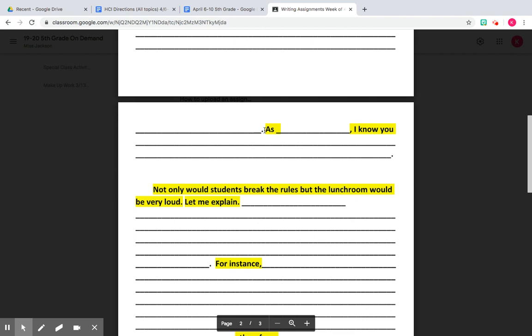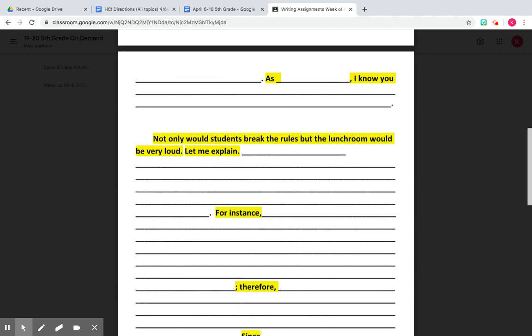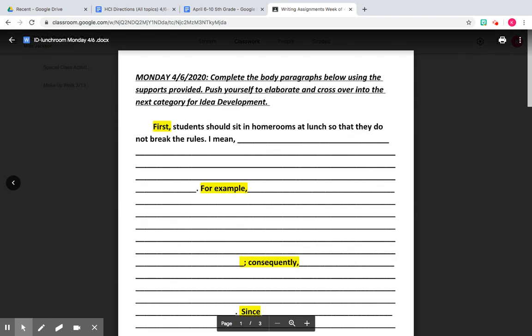Make sure that you're including a gut punch for your as audience sentence. So, as students, I know that you do not want to have to sit in assigned seats for the rest of the year, all because a few of you decided to break the rules. So make sure you're pulling in those gut punches. I love being able to read those. And then you're going to go through and do the same thing for the not only paragraph. So you are only writing the body paragraphs on these. Again, guys, push yourselves. Okay, you have time. I don't want to see the one sentence explanations and examples.